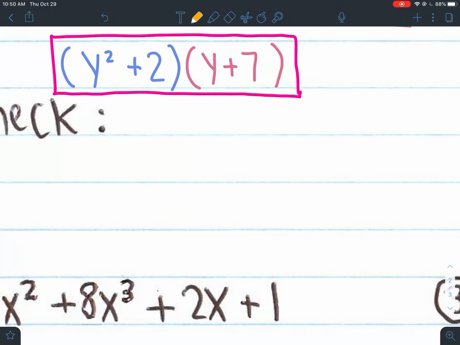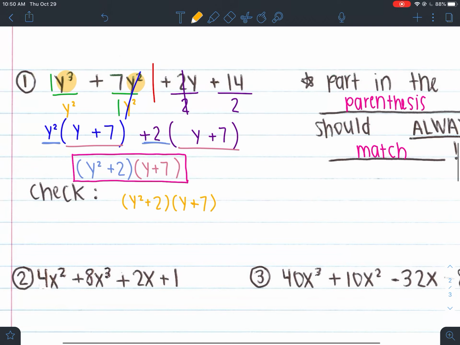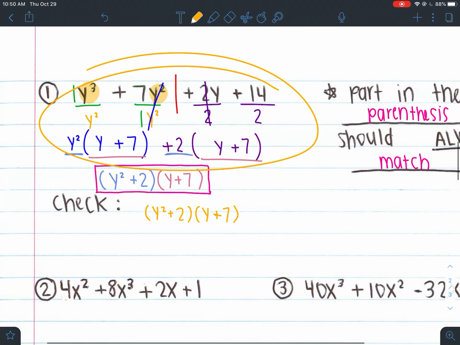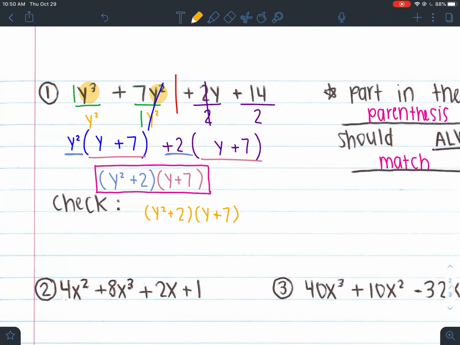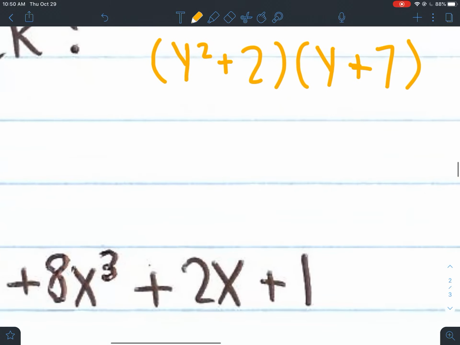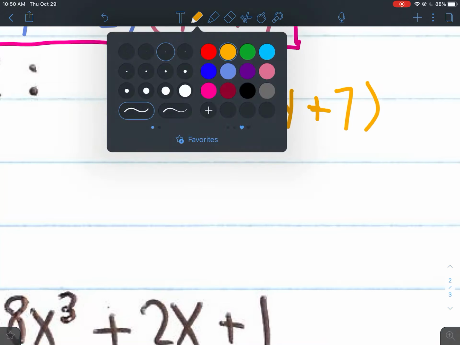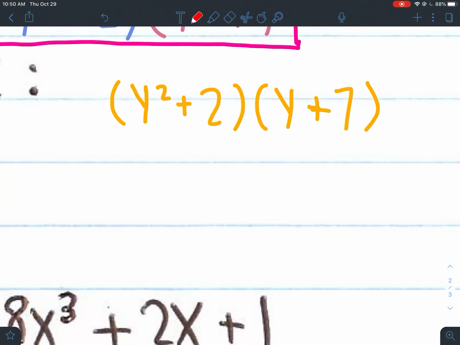Now, this is super cool because we've learned how to do this. So y squared plus 2, y plus 7. How could I check this? Well, remember when we're factoring, because that's what we're doing, we're factoring by grouping. Remember, factoring is the opposite of distribution. So we're dividing stuff back out. We're undoing distribution. So if I wanted to check, I would distribute. Okay, I'm going to check by distributing.